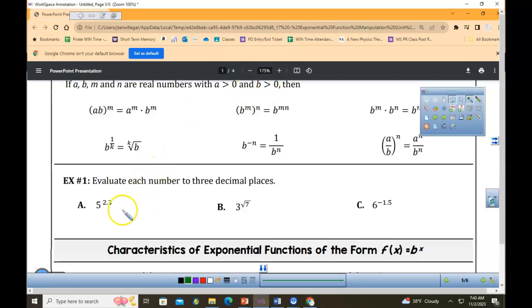So 5 to the 2.3, I got 40.516. 3 to the square root of 7, I got 18.295. And 6 to the negative 1/2, that's going to be a decimal because that's a negative exponent, makes it smaller, is 0.068. Okay? So relatively rapid fire, but you guys try it too. Make sure you know what you're doing. If you're getting something different, let me know. I'll help you out maybe.